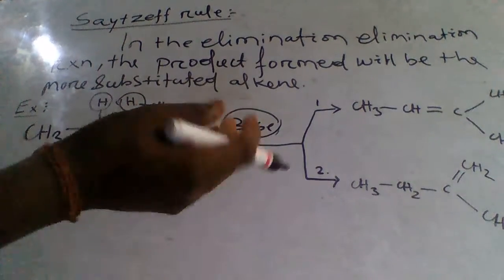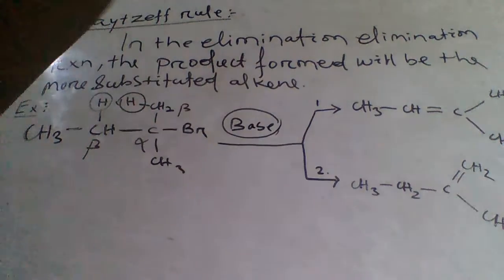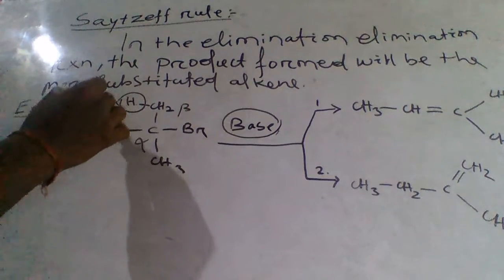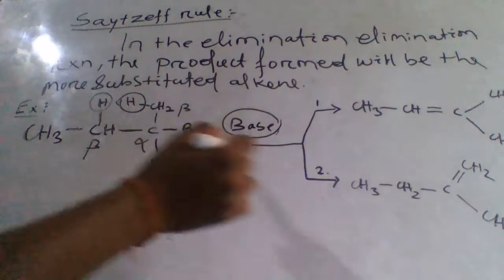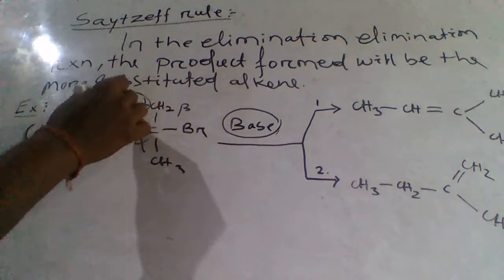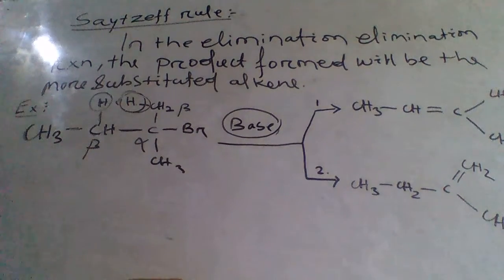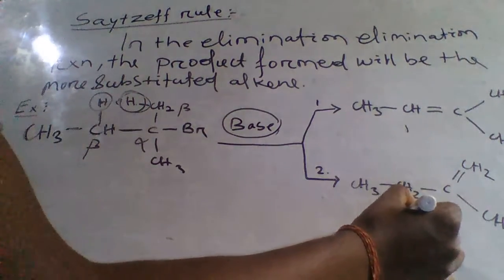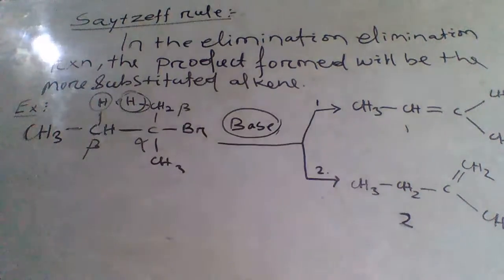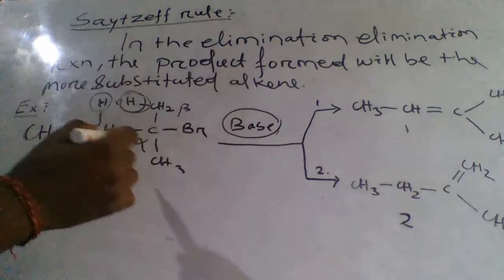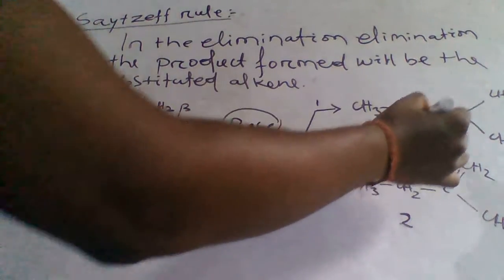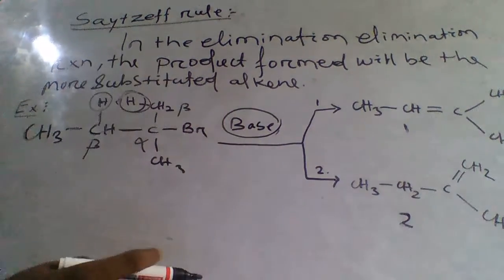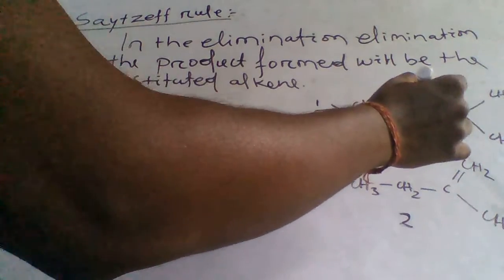So two possible products will be formed. In the first case it is abstracting this proton, and in the second case it is abstracting this proton. Two products are forming, product 1 and product 2. According to the Saytzeff rule, the most substituted product will be the major product. Here, which one is the most substituted? This one is the most substituted, and this one is less substituted. According to the Saytzeff rule, this will be the major product.